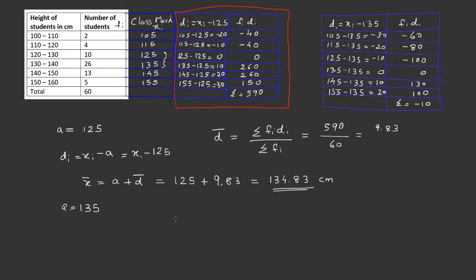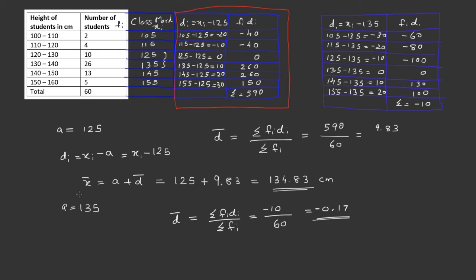The mean of deviations in this case, d bar, is equal to sum of fi di divided by sum of fi. I know sum of fi di in this case is equal to minus 10, divided by sum of fi, which is 60. That is equal to minus 0.17.